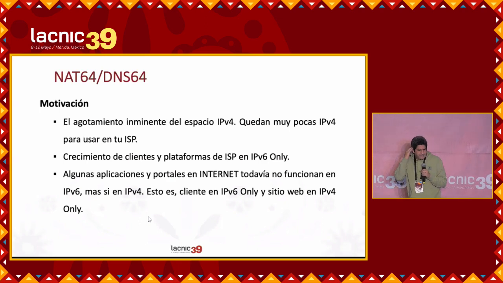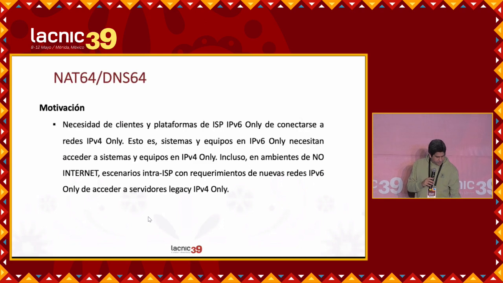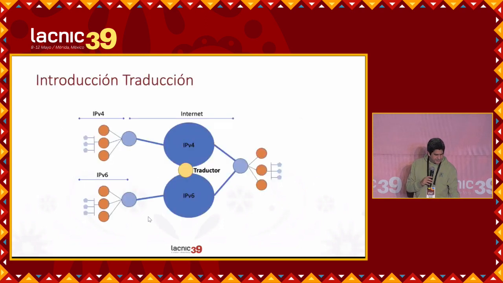So the motivation, the rationale, is the imminent depletion of the IPv4 space. There are very few IPv4 addresses to use in your ISP, so I'm saving some IPv4 addresses. Then there's the growth of clients and platforms of IPv6 and IPv6-only, and some apps and borders in the internet still don't work with IPv6, but they support IPv4. So what happens with the issue of translation?